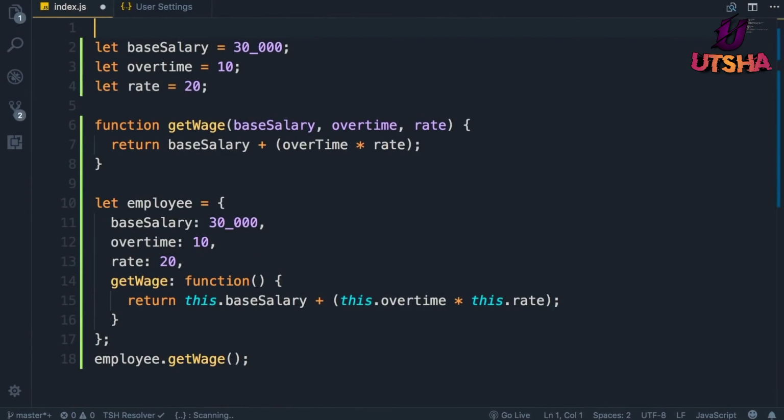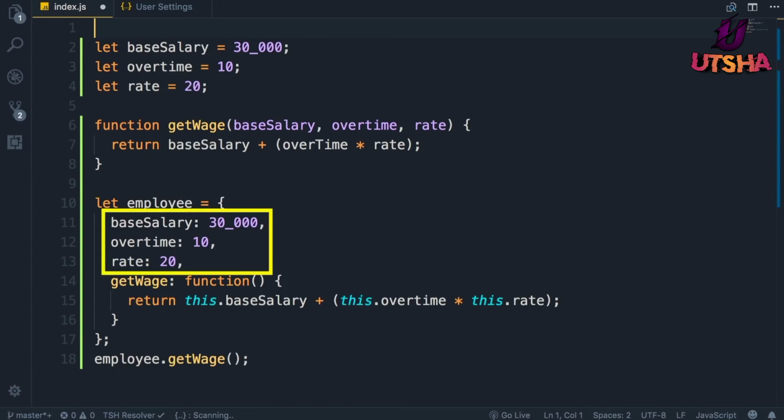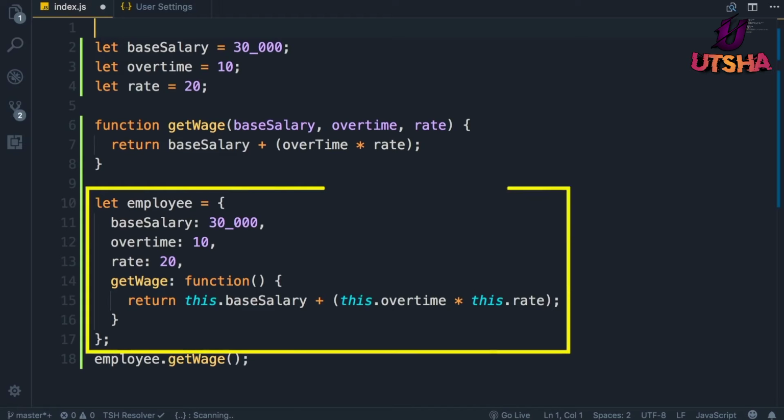Now let's take a look at the object-oriented way to solve this problem. We can have an employee object with 3 properties: base salary, overtime, and rate, and a method called getWage. Now why is this better? Well, first of all, look at the getWage function. This function has no parameters. In contrast, in a procedural example, our getWage function has 3 parameters. The reason in this implementation we don't have any parameters is because all these parameters are actually modeled as properties of this object. All these properties and the getWage function, they're highly related, so they're part of one unit.